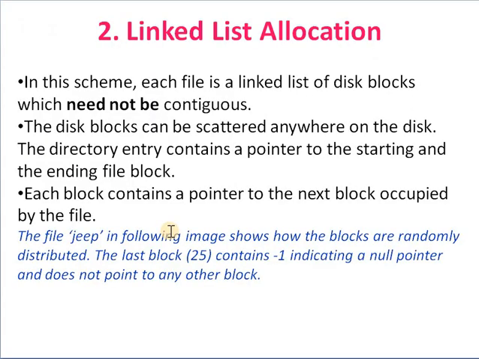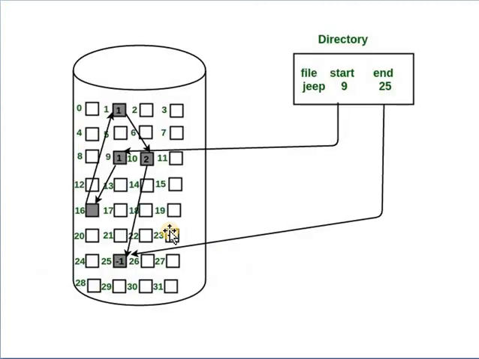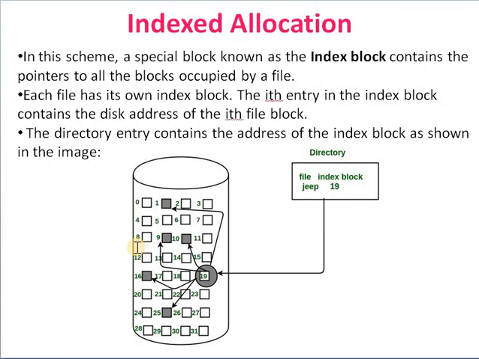Then the second one is linked list allocation. In linked list allocation, one linked list is created for storing a file. In a linked list, there are 2 entries in a directory, the starting address of a block, and the second one is the last, that means the ending address of a block. And the ending address of a block contains a -1 value, because -1 denotes the null pointer for that particular file.